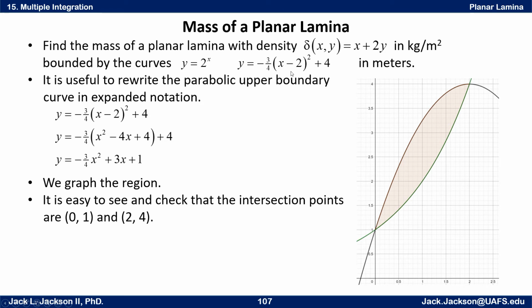It might be more useful for us to go ahead and expand this out. So if you square out that term there, (x minus 2) squared is x squared minus 4x plus 4. Distribute the negative 3 fourths, so we get negative 3 fourths x squared. Let's see, the 4's cancel, leaving 3x here. And the 4's again cancel here, but we get negative 3 plus 4 is 1. And you can easily see that when x is 0, this goes through 1. And we can see in this form that when x is 2, y is 4. So you can pretty easily see those things and check that those are their intersection points.